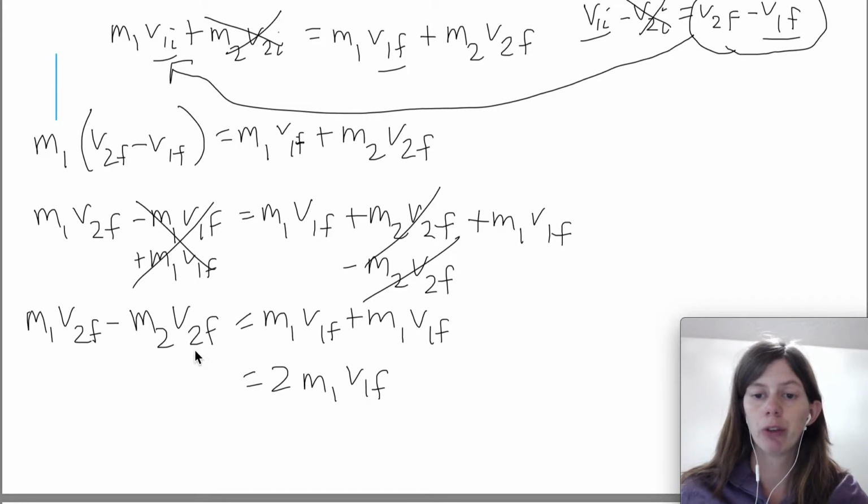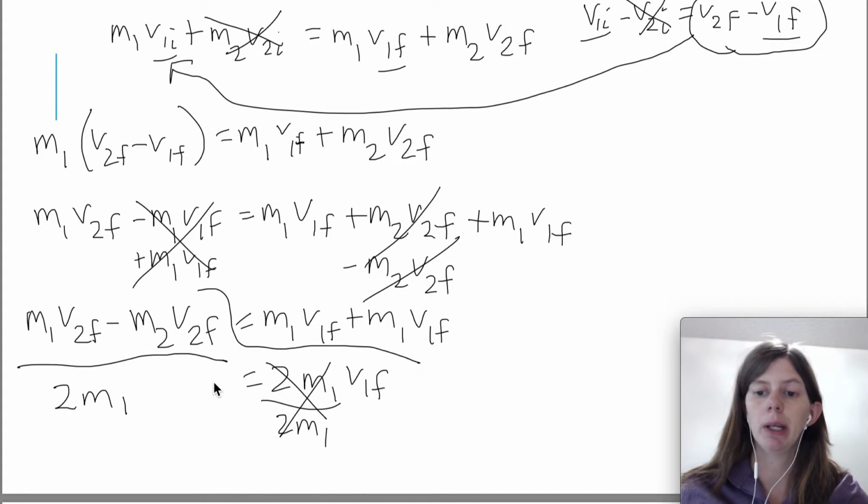So now we're still trying to solve for V1F. So we're going to divide both sides by 2M1. To save a little bit of room here, I'm not going to recopy all of this. I'm just going to divide that by 2M1. So we have all of this equal to V1F here.